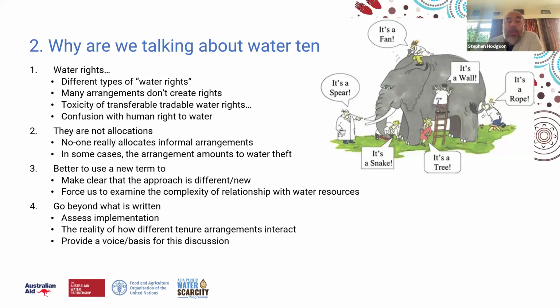So it seems better to use a new term to make it clear that the approach is different, it's new, to examine the relationship with water resources in all its complexity. To say we're starting from scratch, we're talking about water tenure. We go beyond what is written. We're trying to assess the implementation of formal legal relationships to understand the reality on the ground, to understand how the different tenure arrangements interact, and also to provide a basis for this discussion about allocation, about equity, about gender, about the reality of our relationship with water resources.